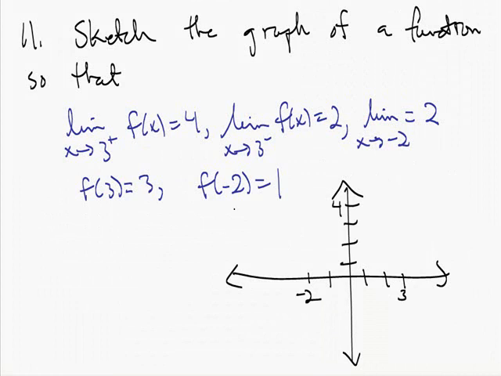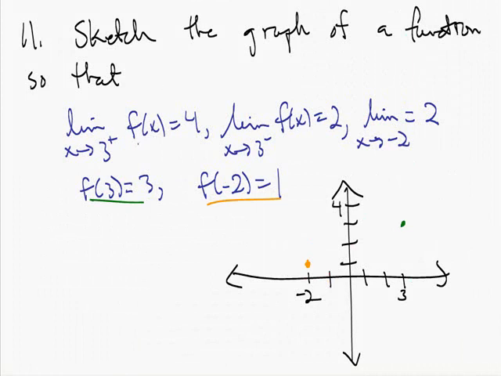We also want f of 3 itself to equal 3. So f of 3 must equal 3. That means we're going to have a point right here on our graph. So f of 3 is equal to 3 to satisfy that. Let's go ahead and satisfy f of negative 2 is positive 1. That's this right here. So that's satisfied.